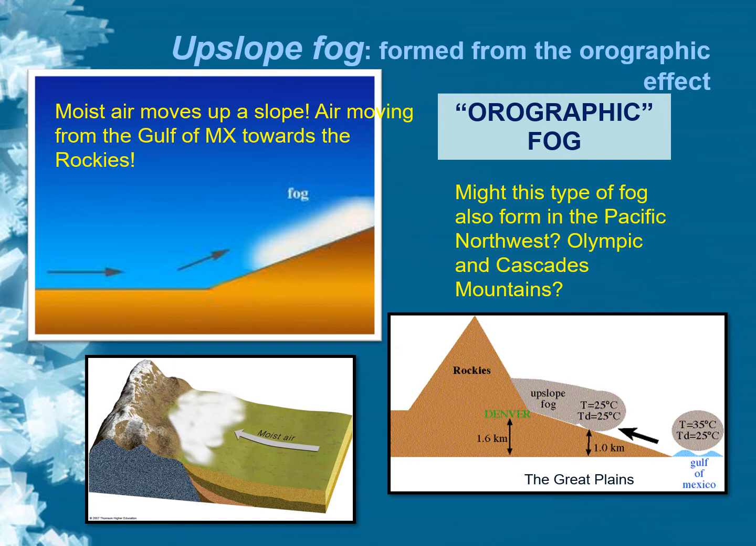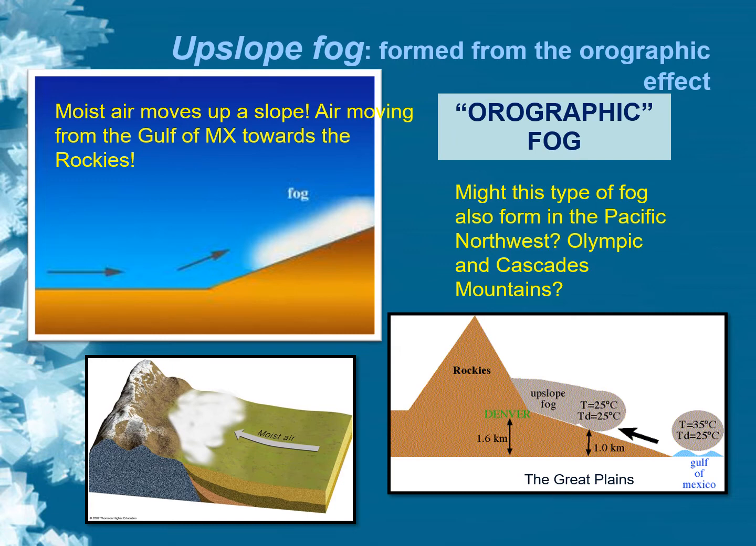So this warm, moist air moving in from the Gulf of Mexico, hitting the Rockies, then gets pushed up and over the Rocky Mountains. And just like in our orographic lifting, as that air is rising, it's expanding and cooling. And if it cools quick enough at the surface, then you have condensation at the surface, and you're going to form fog instead of clouds.